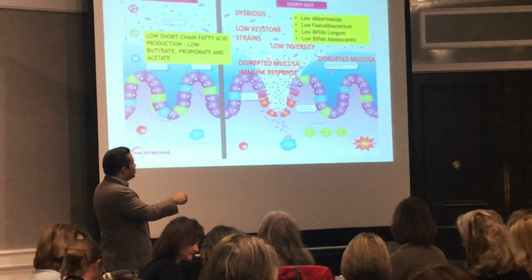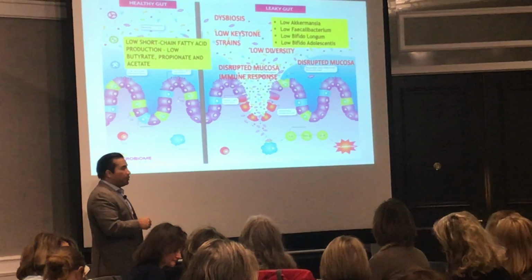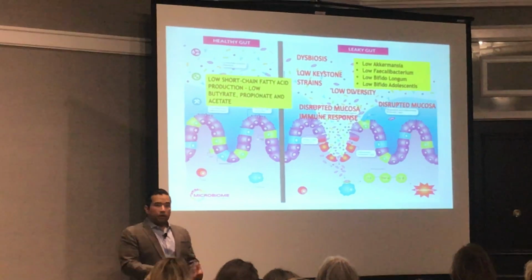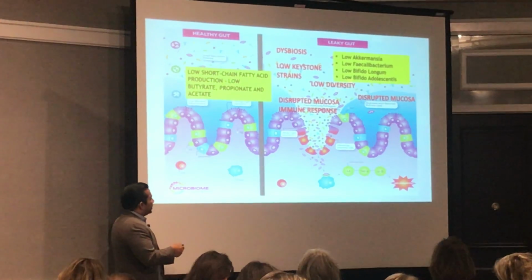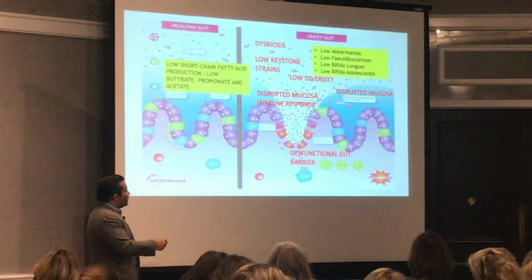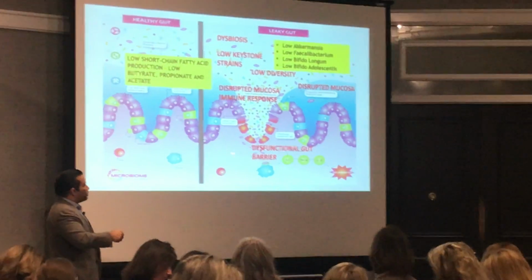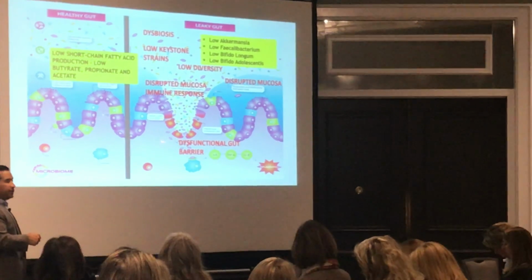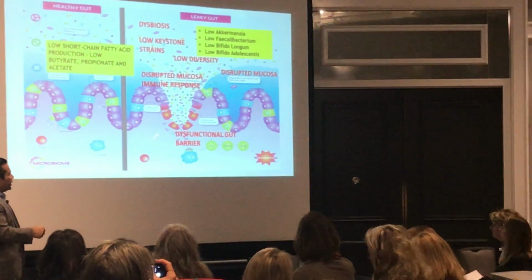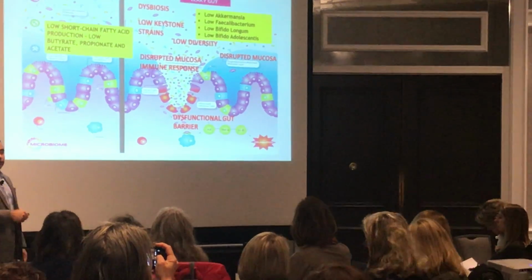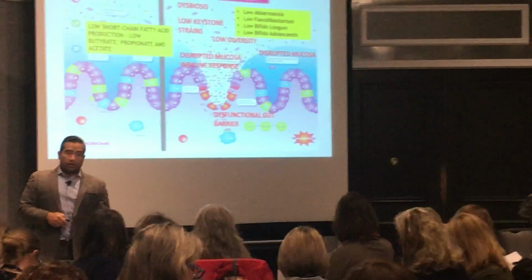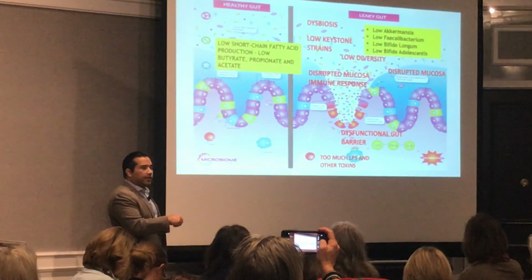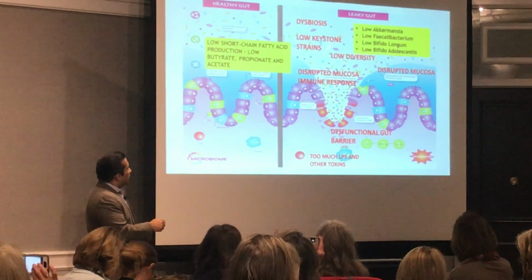But when stuff floods through, then the only response that your immune system can do is send a bunch of innate immune cells to create an inflammatory response. So you end up getting a disrupted mucosal immune response, and then that continuous disrupted inflammatory response on this inner part really destroys the tight junctions of the intestinal epithelium, and you get a dysfunctional gut barrier. Ultimately, once you have a dysfunctional gut barrier, you get too much LPS and other toxins all leaking through, right? So this is how the process flows.